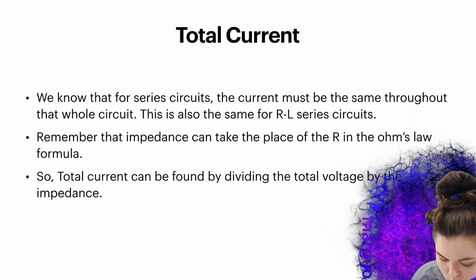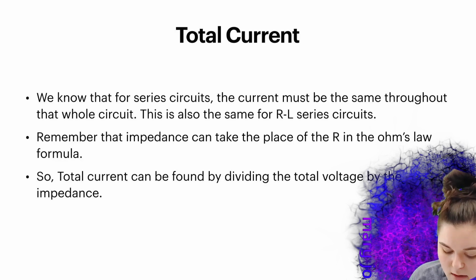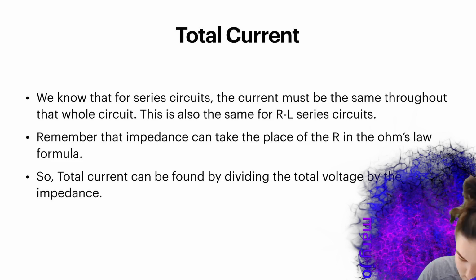Alright, total current. We know that for series circuits, the current must be the same throughout the whole circuit. This is also the same for resistive inductive series circuits. Remember that impedance can take the place of the R in the Ohm's law formula. And so total current can be found by dividing the total voltage by the impedance.